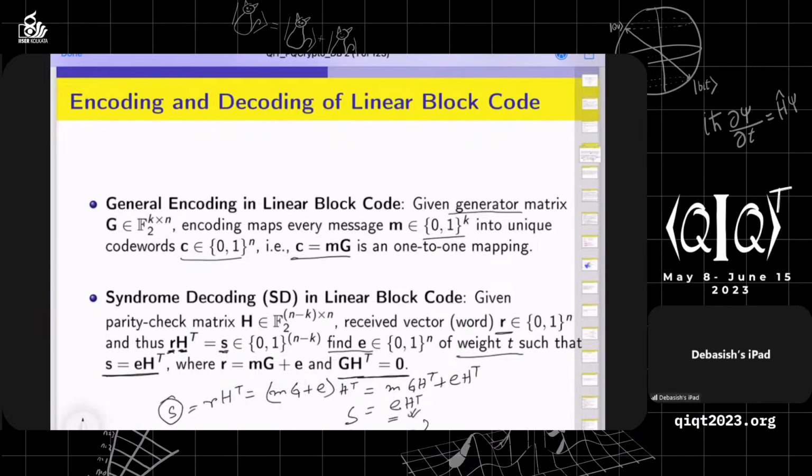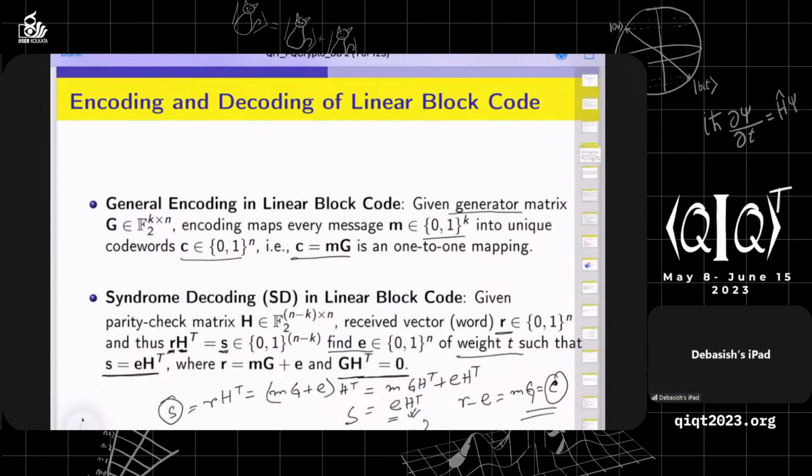Once you are able to find E, you can subtract it from R, and that way you get the actual code word. If you subtract E from R, you will get mG, and this mG is nothing but the C. So you are getting your code word. This is what happens in the decoding and encoding.